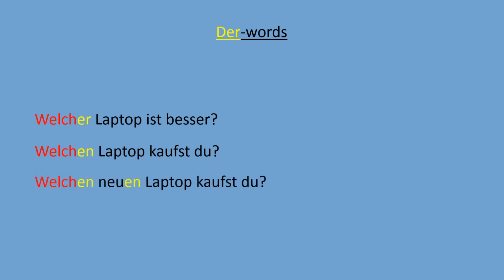And we can use preceding adjectives with those der-words as well. The endings of preceding adjectives will be the same endings we have when we use preceding adjectives with the definite article der. To review those endings, at the end of your textbook there are specific charts, specific tables where you can see all these endings. Just practice with this a little bit.